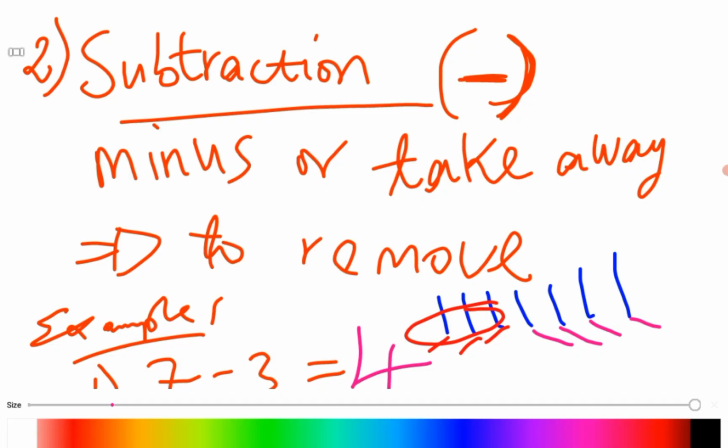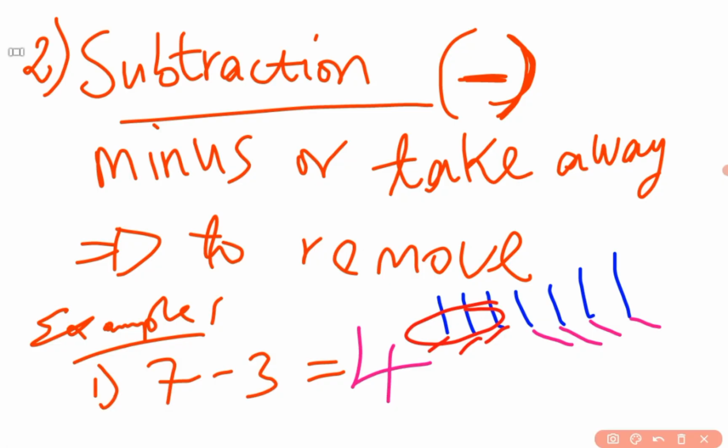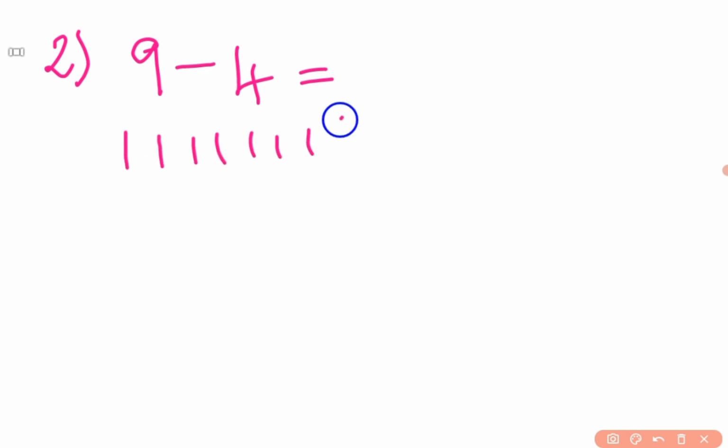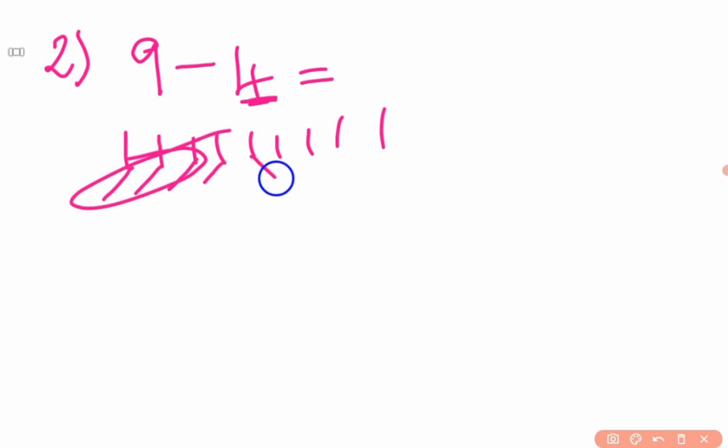I'll take another example. Example 2. Let's take the number 9 take away 4. So you're going to count 9. Then you take away 4: 1, 2, 3, 4. You remove. Now the one that's remaining, you have 1, 2, 3, 4, 5. That is how you do your subtraction.